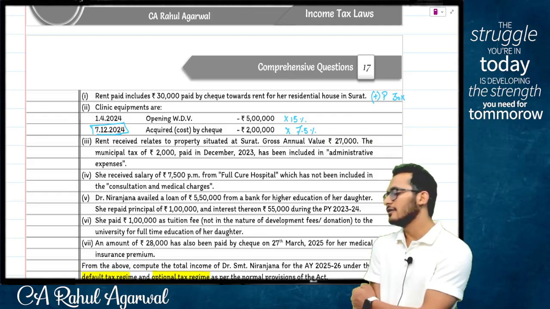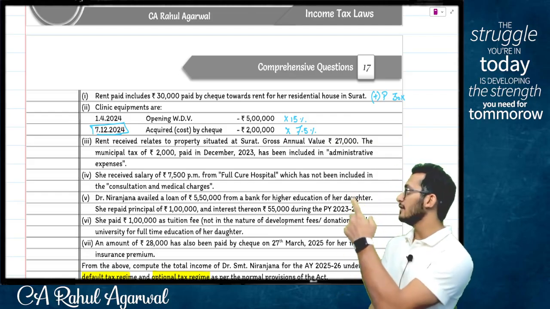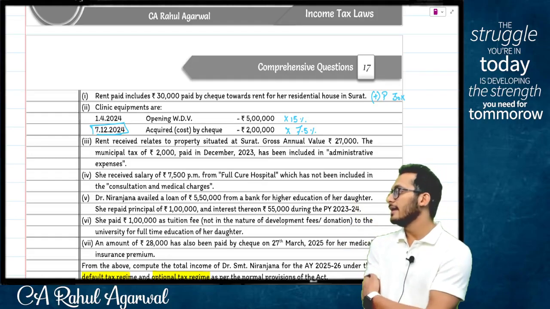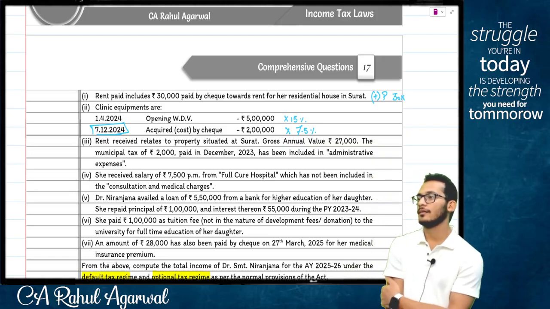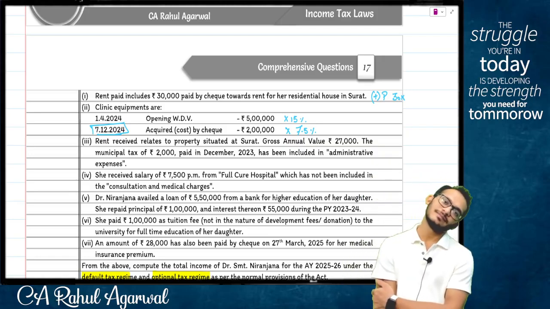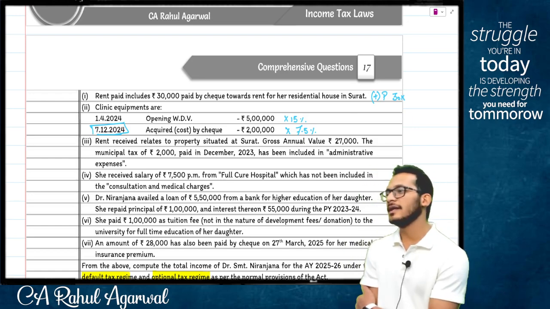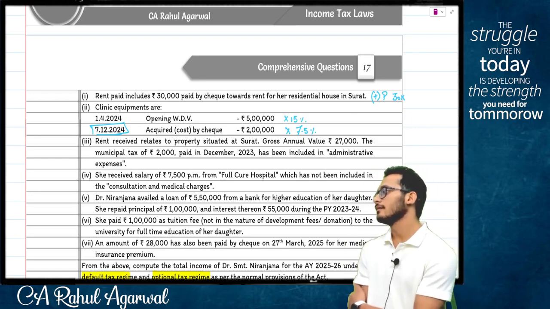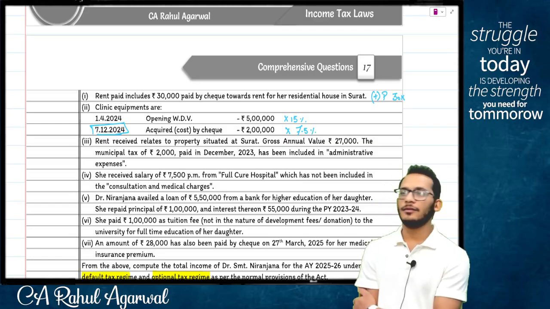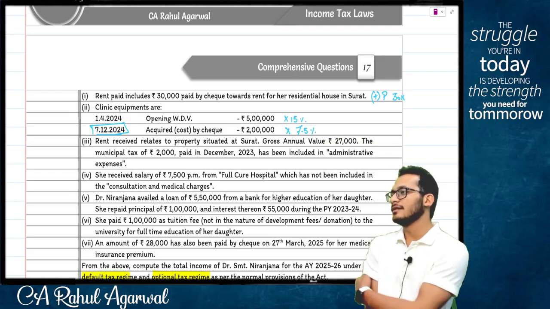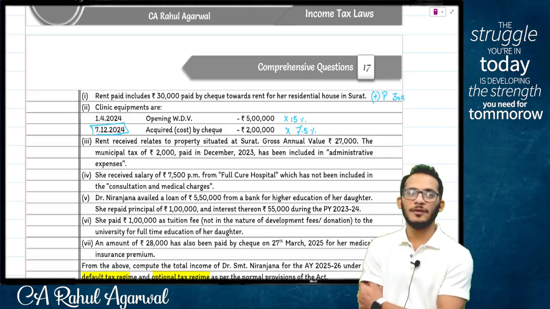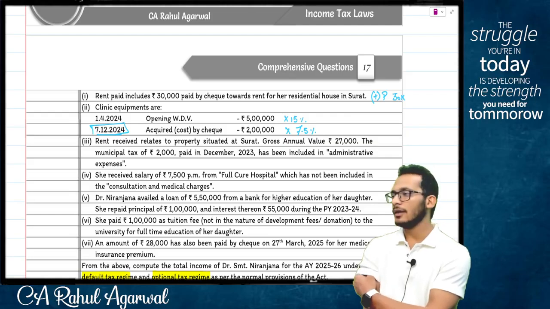Same property in Surat, for which an indirect hint is given that you have paid rent also in Surat, people, which means this property is not your ownership. Agreed, not agreed? People, the moment the asset is not your ownership, income from house property is not applicable.